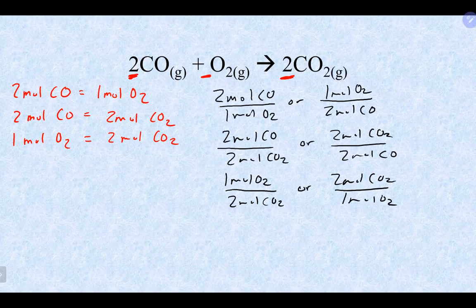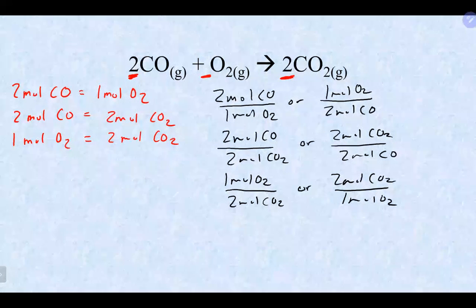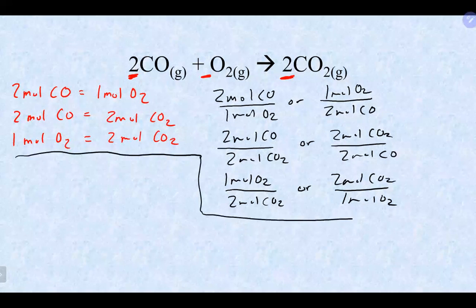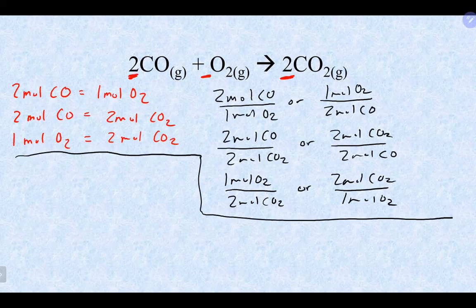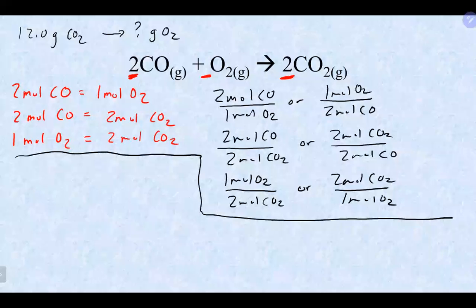So for example, if we were told that we started with, say, 12 grams of CO2, and we wanted to know how many grams of O2 we started with, we could really just follow those steps that we talked about. And as I mentioned before, we really could boil those steps down to 4 basic steps.